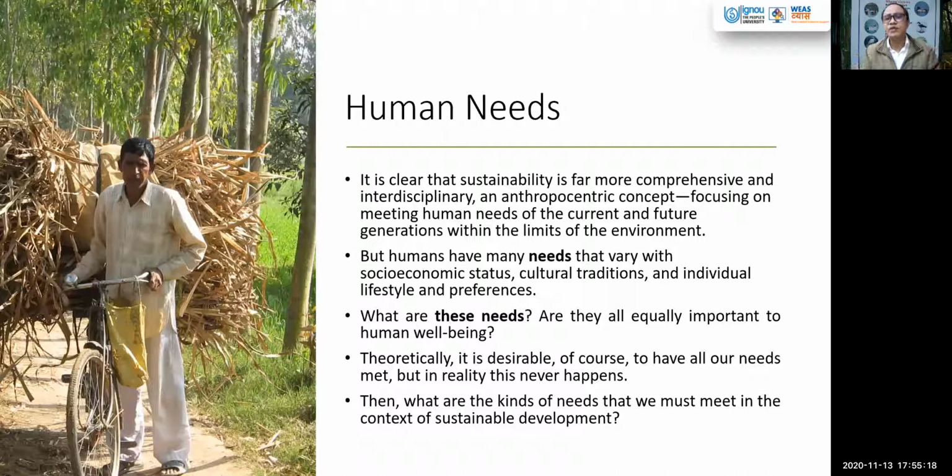When we talk about sustainability, we are talking about human needs that should be in harmony with nature. Then the question comes, what are human needs? Because if we look into human needs across, we have repeatedly discussed when we talk about basic human needs in the last different sessions. Because our needs are different, because our socioeconomic status is different, cultural tradition is different, and individual lifestyle and preferences are different.